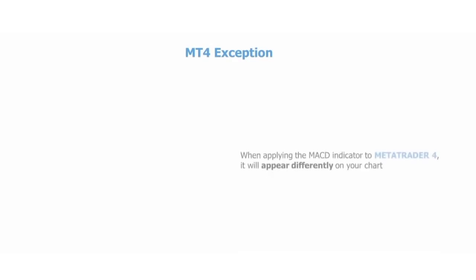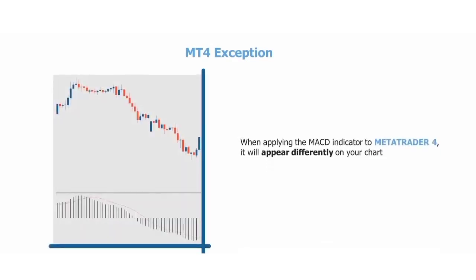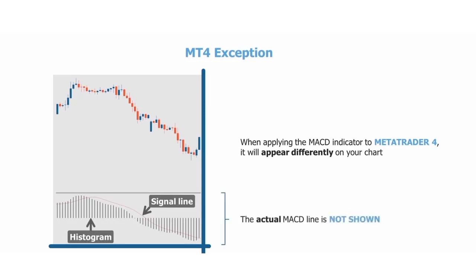It is important to note that when applying the MACD indicator to MetaTrader 4, it will appear differently on your chart. This is because only the signal line and histogram appear. The actual MACD line is not shown.